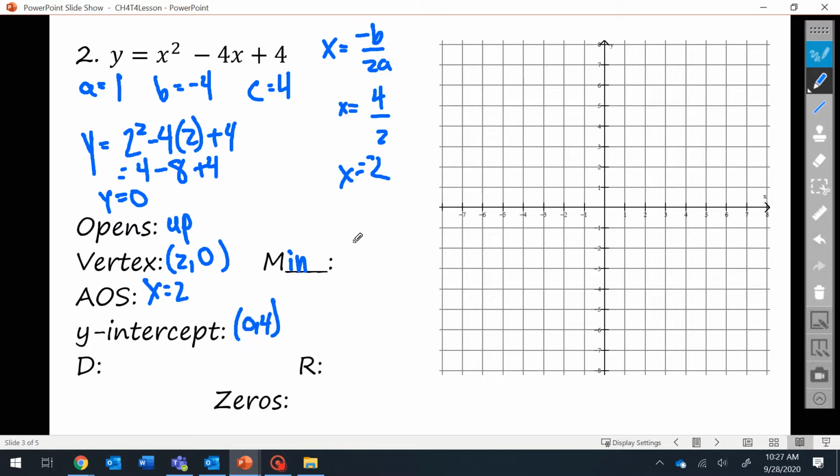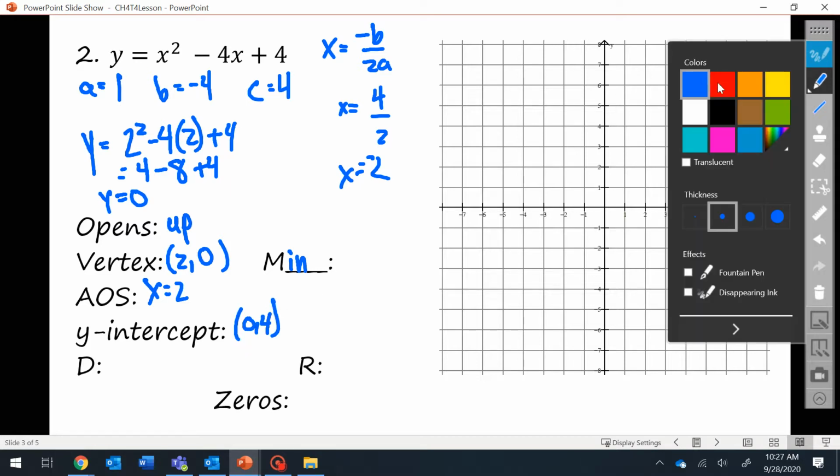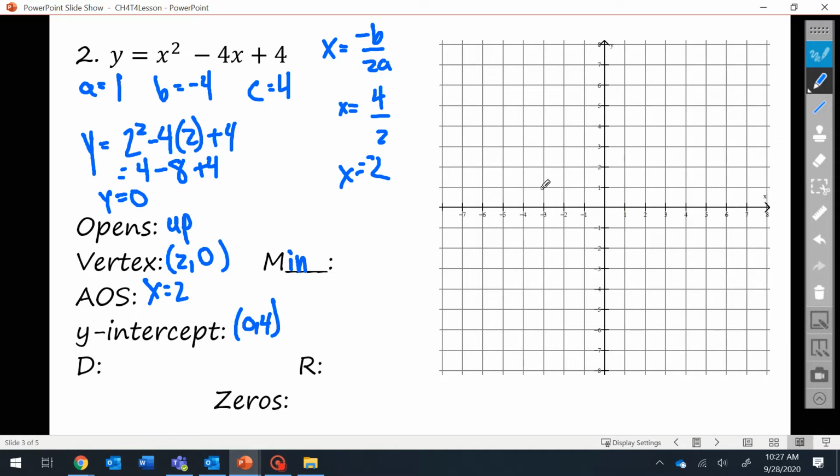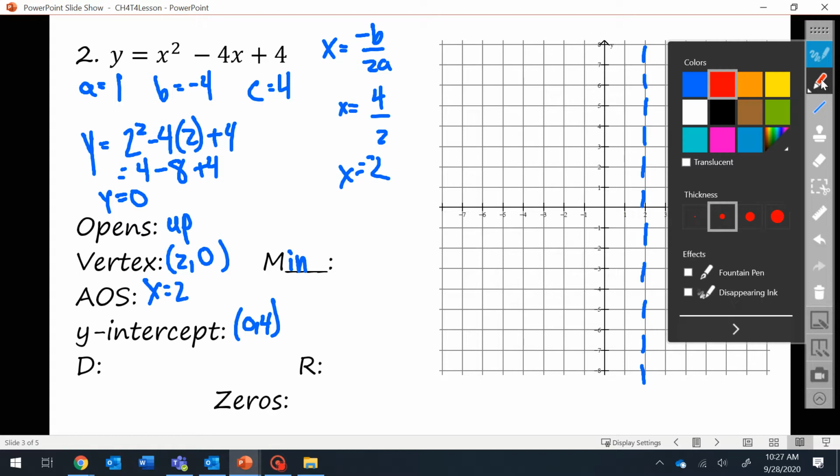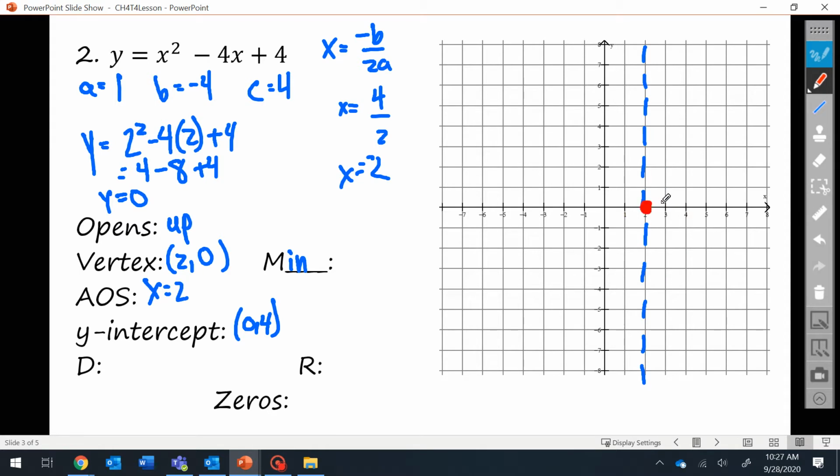It's the c value. So if we make our graph, our axis of symmetry is at 2. Our vertex is at 2, 0. This is right here. The y-intercept is at 0, 4. We can reflect that to get a second point over here, and then I can connect these to make my graph of my parabola. It would look like this.